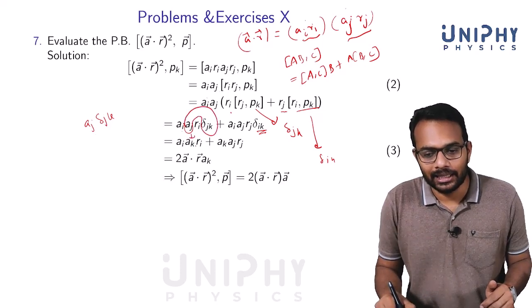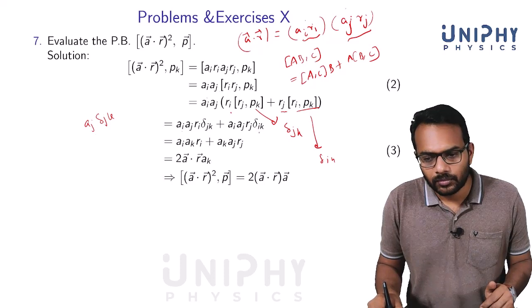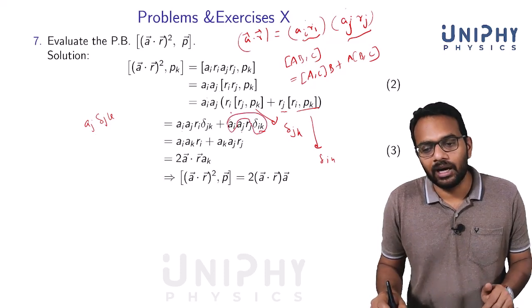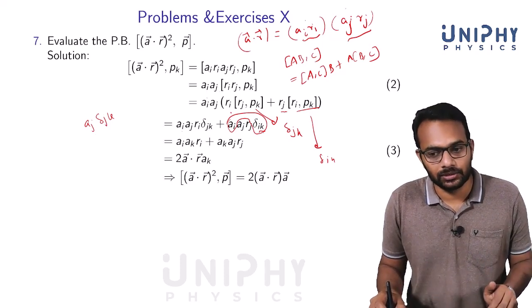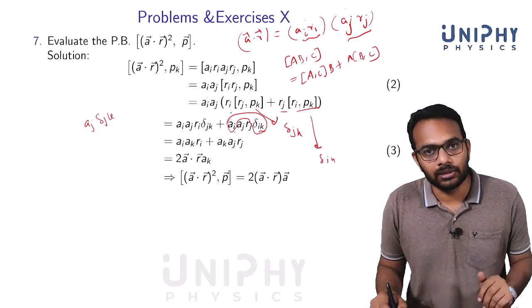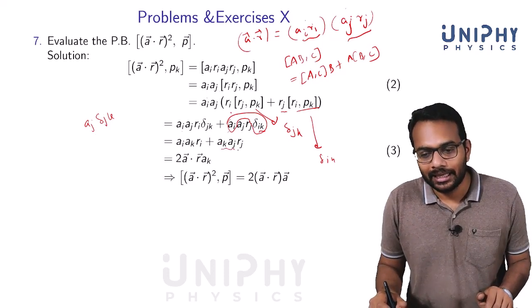So this is a_i a_k r_i. Remember, this summation still remains. All right. Similarly, from here we have got delta_ik here. It's a_i delta_ik. The only term that survives is the term where i is equal to k. That's what this Kronecker delta tells you, right? It tells us that the only term that survives in this summation is the term where i is equal to k. All other terms are 0. So you can simply put i equal to k here. So it's a_k a_j r_j. It's a_i a_k r_i plus a_k a_j r_j.